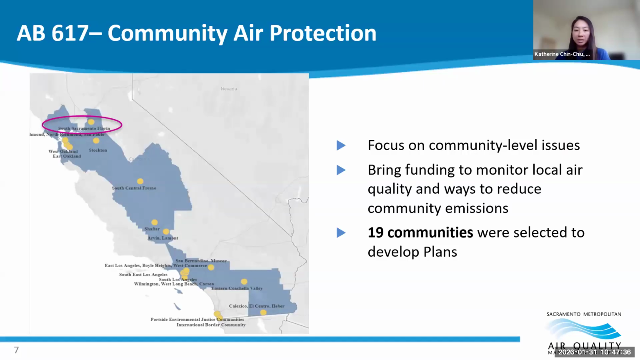Currently, there are 19 communities throughout the state of California that have been selected to develop plans for air monitoring and for developing strategies to reduce emissions and exposure. You can see these 19 communities in the map to the left, and South Sacramento Florin is the one that's circled up above.